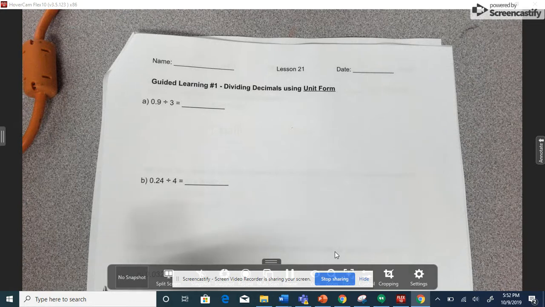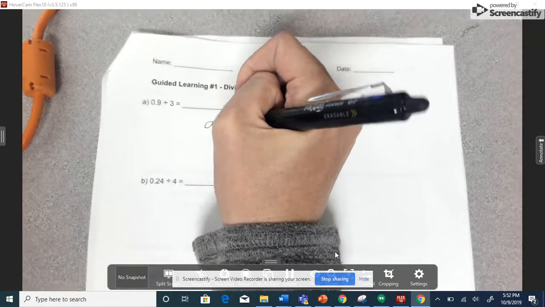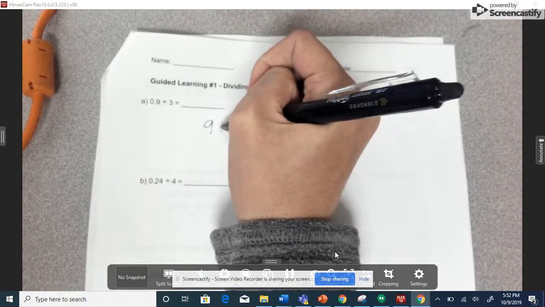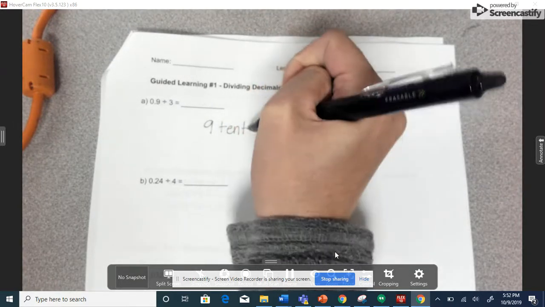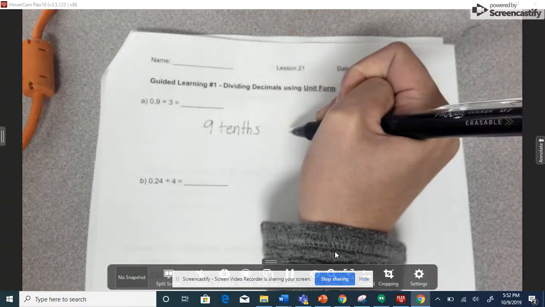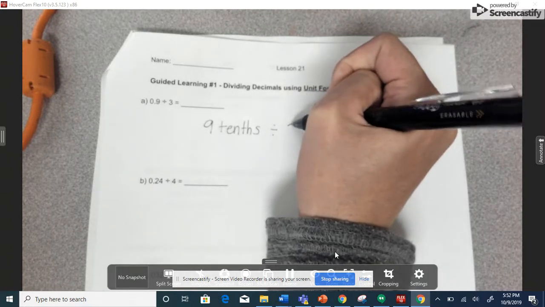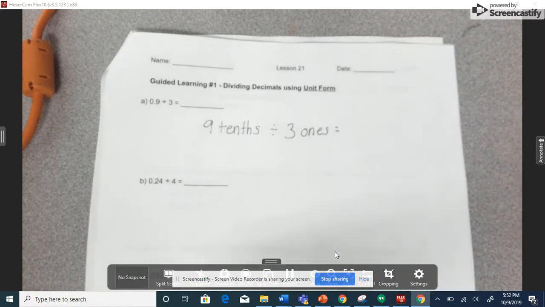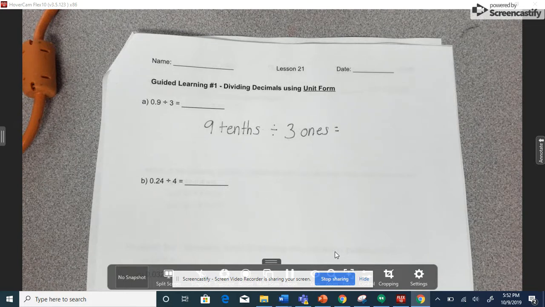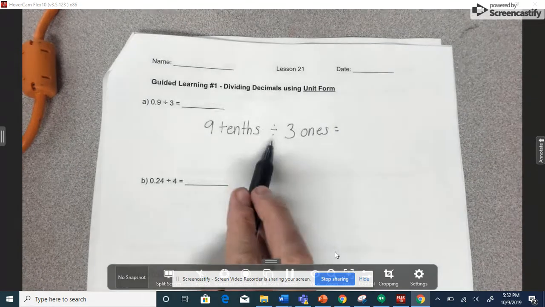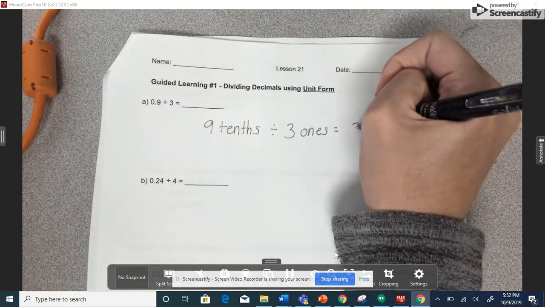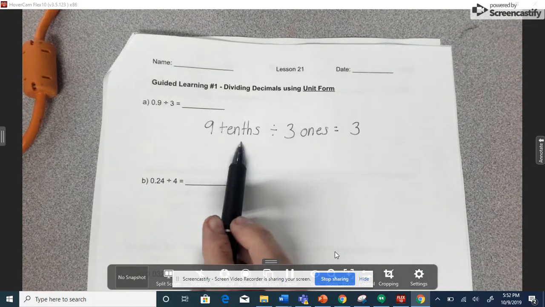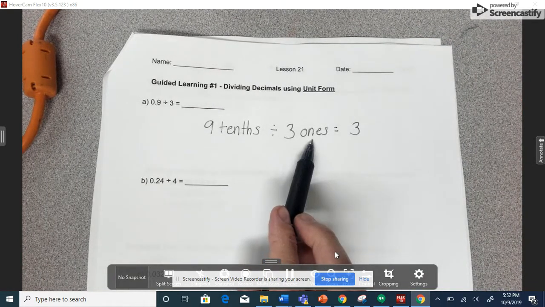We're going to start by writing each of these using unit form. Remember, unit form is where we write the number and then the place value that it's in. So 9/10 divided by 3 ones. Now let's just divide the numbers like we normally would. 9 divided by 3, I know is 3, and tenths divided by 1 is tenths.